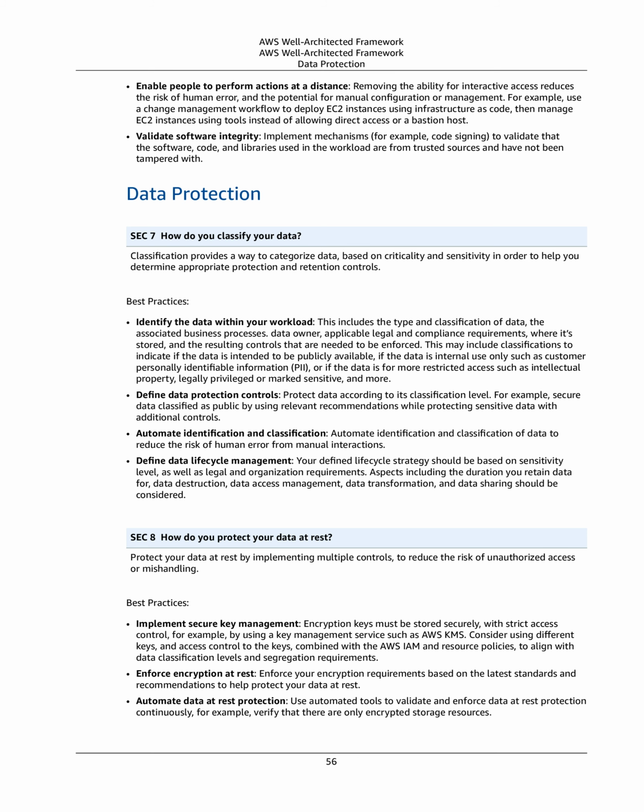This may include classifications to indicate if the data is intended to be publicly available, if the data is internal use only such as customer personally identifiable information, PII, or if the data is for more restricted access such as intellectual property, legally privileged or marked sensitive, and more. Define data protection controls. Protect data according to its classification level. For example, secure data classified as public by using relevant recommendations while protecting sensitive data with additional controls.